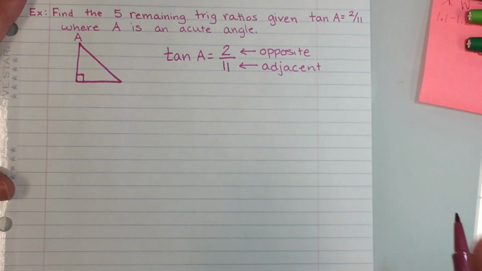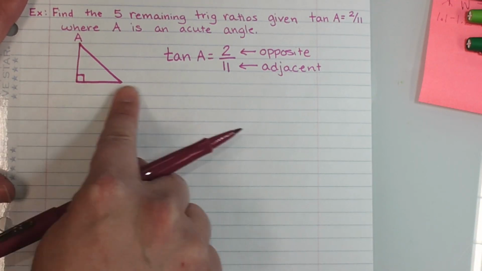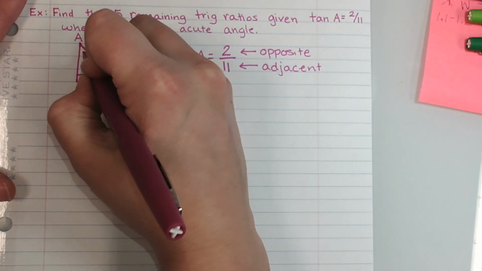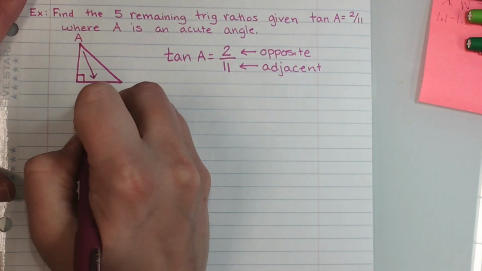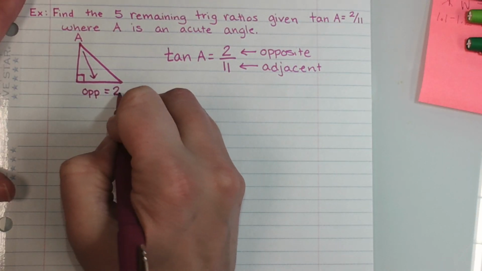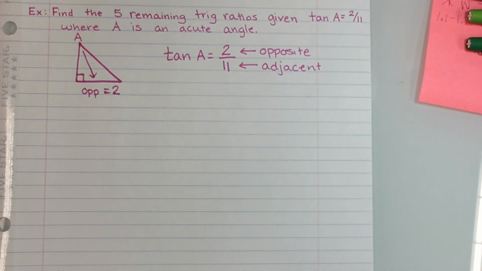Which side is the opposite? The vertical one, the horizontal one, or the slanted one? Horizontal. That's the opposite. Therefore, that is 2. The adjacent, is it the vertical or the slanted? Vertical. The slanted is the hypotenuse.